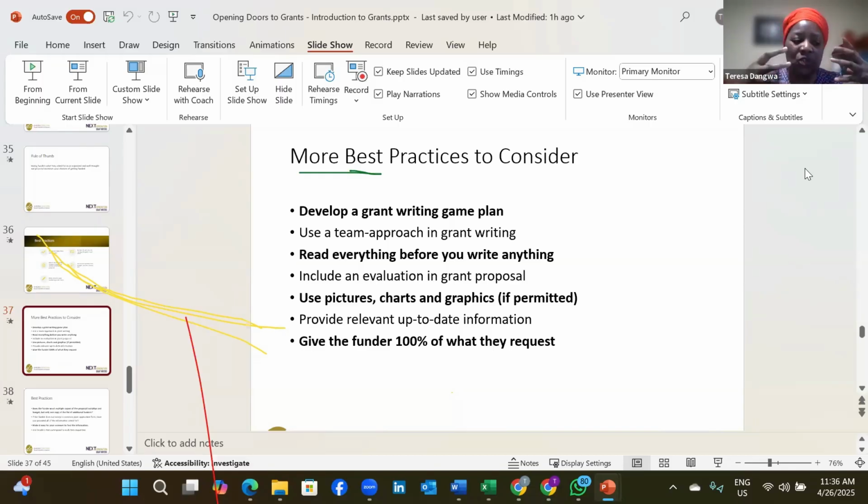So in your organization, and I know that sometimes we are limited in who works in our organizations because of limited resources, so you might have maybe 2 or 3 members, but make sure that everyone is included. But when you actually submit the grant, it needs to sound like it has been written by one person. Very, very important.